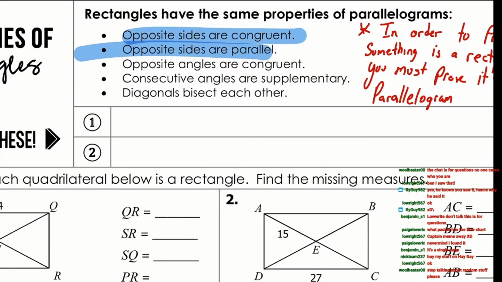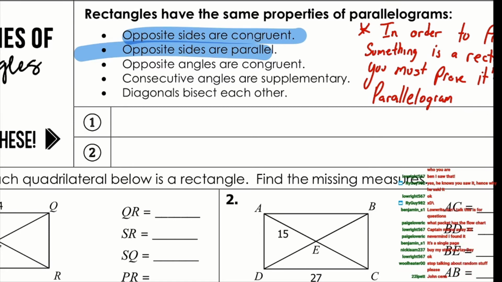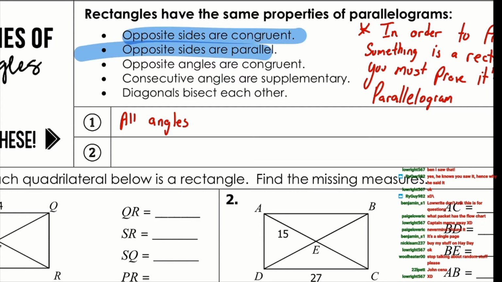Let's get into the actual properties of the rectangle. One of the glaring obvious differences between a parallelogram and a rectangle is the rectangle has those nice, sharp, 90-degree angles. So in a rectangle, all angles are 90 degrees.